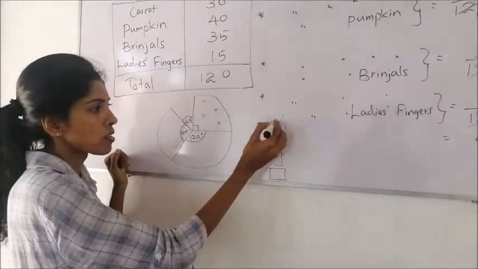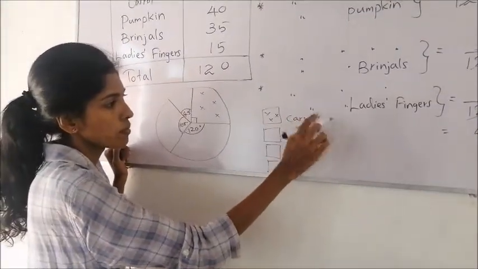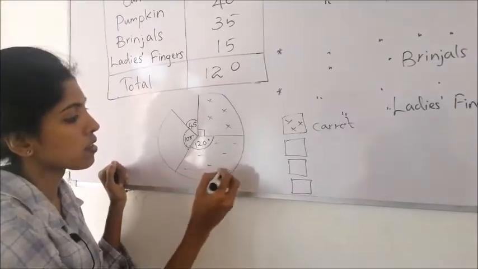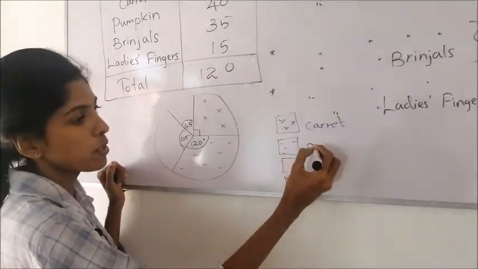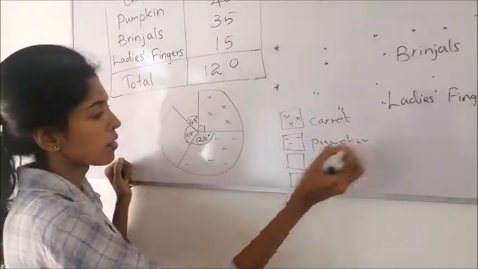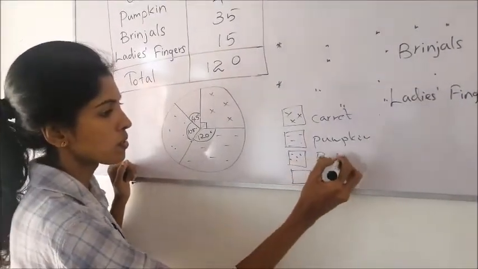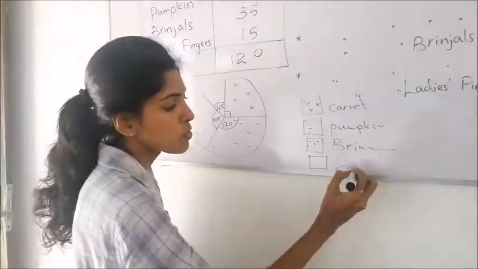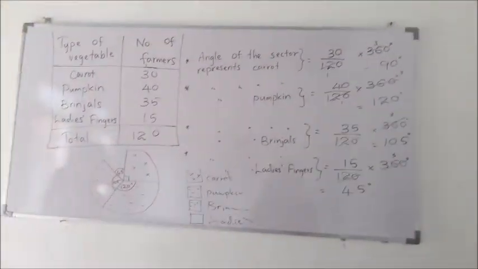Crosses for one. So here crosses represent carrot, farmers who grow carrot. And the next one, a symbol like this, pumpkin. Next one, dots, brinjals. Next one, empty one even you can use, ladies' fingers. Here we drew the pie chart.